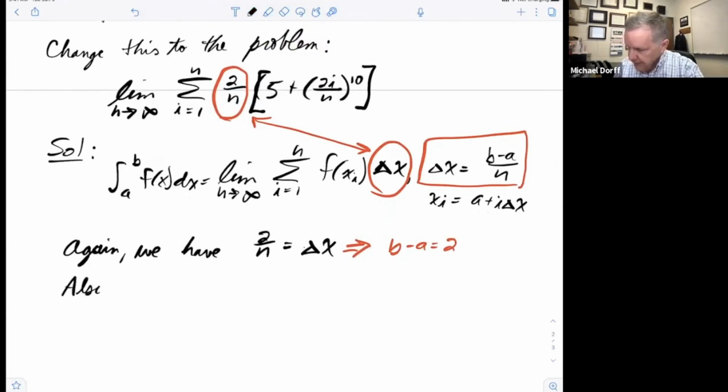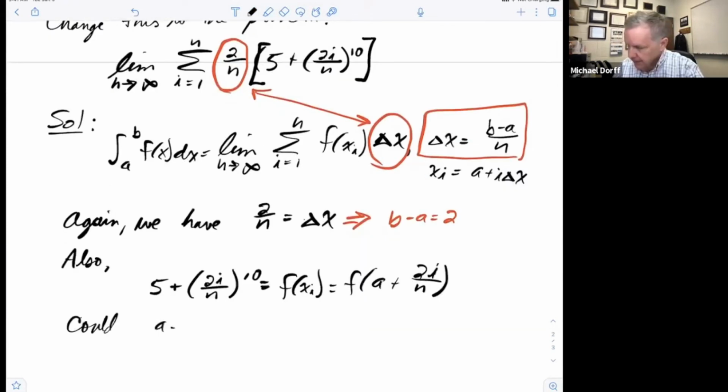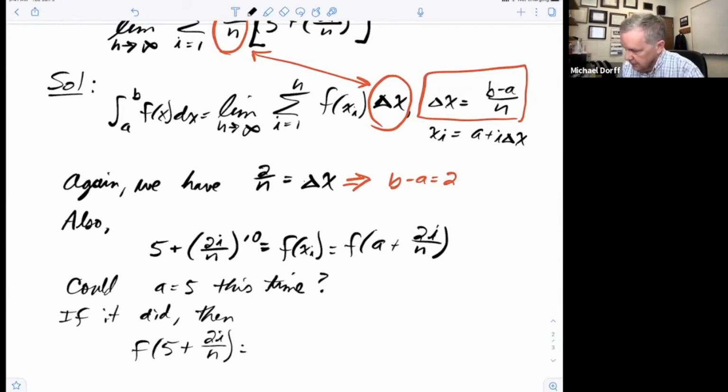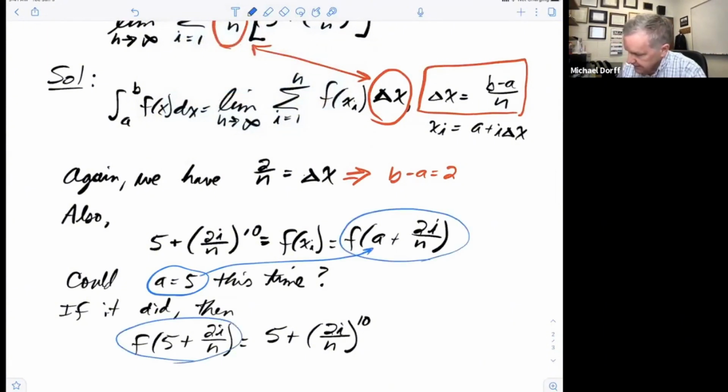Okay, and also, like before, the function 5 plus 2i over n to the 10th is going to equal f of x of i, which would be f of a plus 2i over n. Could a equal 5 this time? Because before it did. How about this time? Well, if it did, then we would have f of 5 plus 2i over n would equal 5 plus 2i over n, the last part to the 10th power, right? Because, again, if we're going to say a is 5, we put 5 in there, and then that would mean that this part would be that, and that has to equal this part here. So that's where those come from.